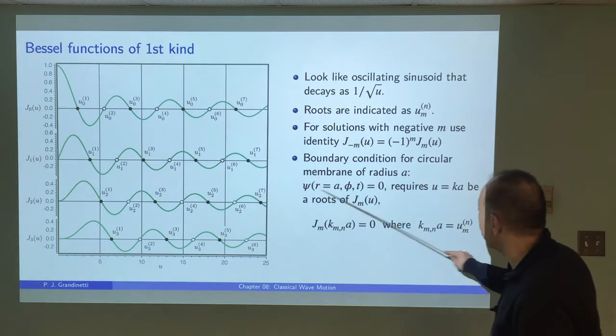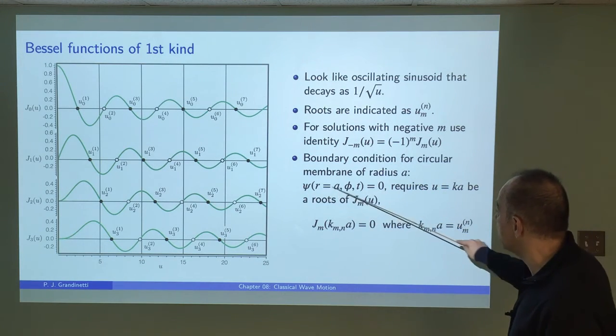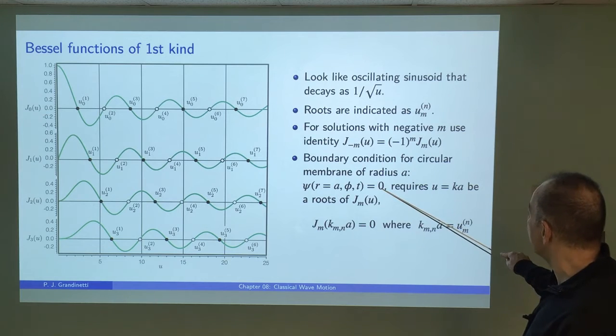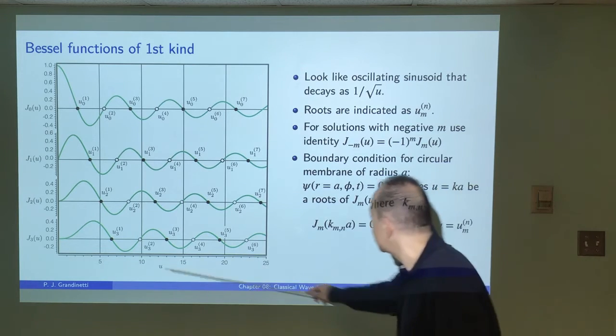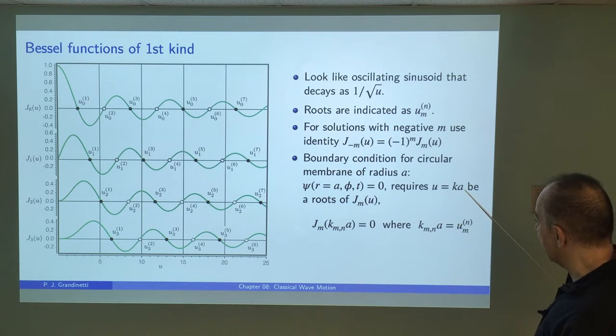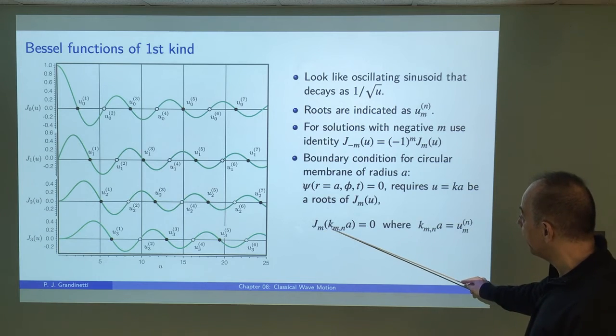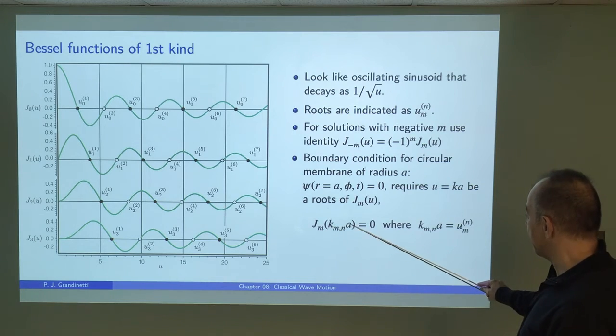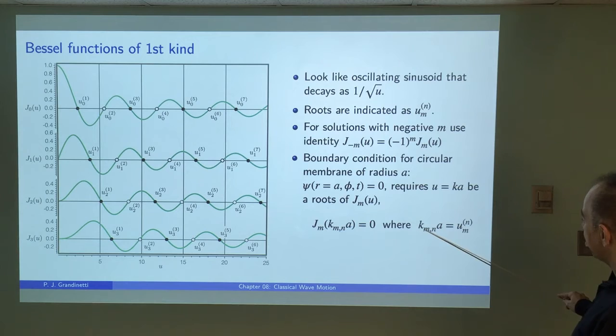So we require that at the end of the drum, where r is equal to a, the wave function has to go to 0. So that means that whatever this value of u is, u has to be equal to one of these roots. We know that u is equal to k times a. So the Bessel function evaluated at k times a has to be zero, meaning k times a is equal to one of those roots.